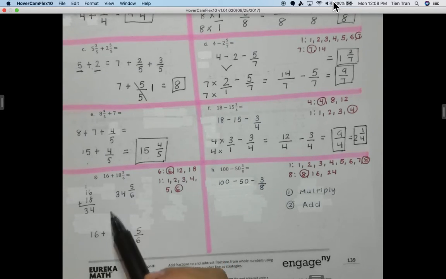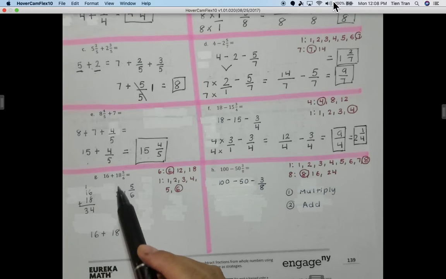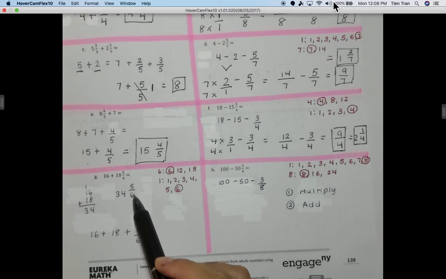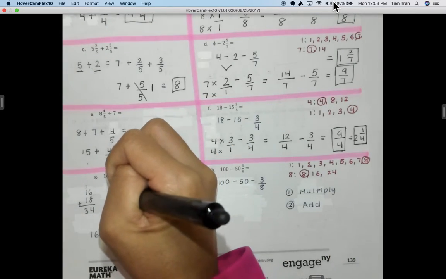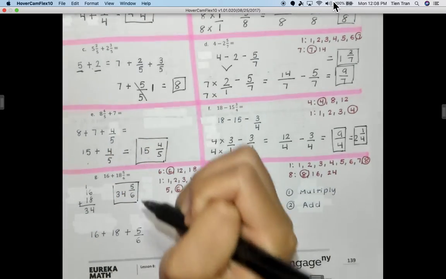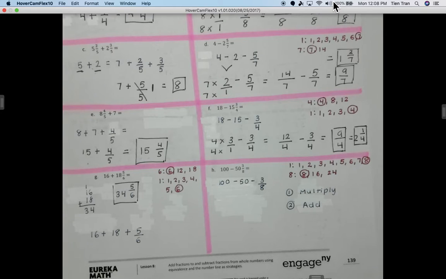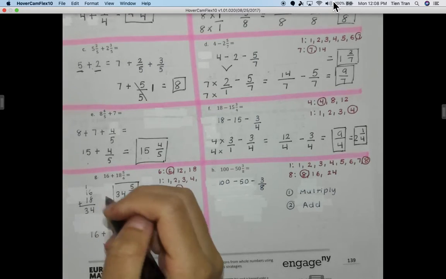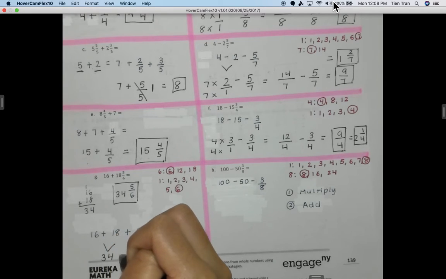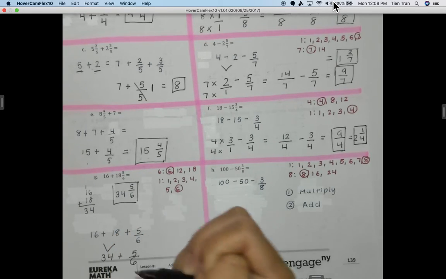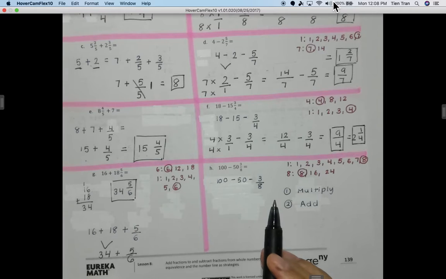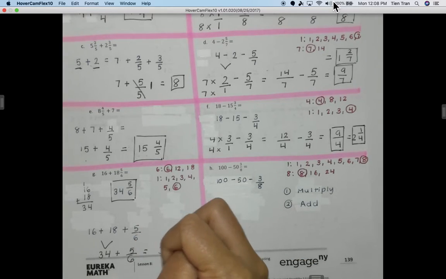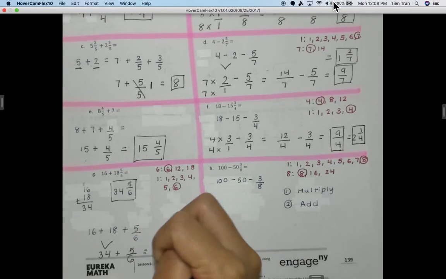18 and 5/6. So I'm going to add 16 plus 18, which is equal to 34. And I just have to add the 5/6. And that gives me the answer right here. And if you want to see it, right here, you have 16 plus 18 is equal to 34, 34 plus 5/6, which is also equal to 34 and 5/6.